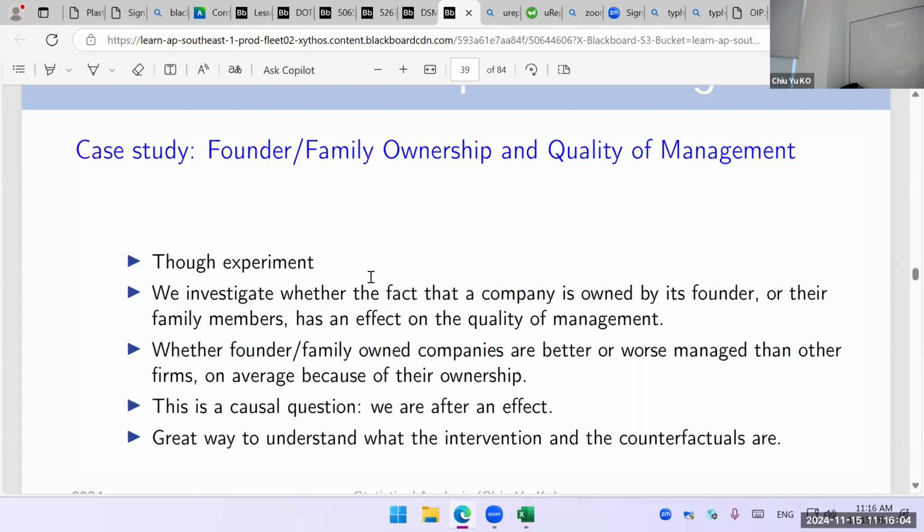There are two potential stories. The family thinks the company is theirs, so of course they own it and want it to work better. It's their own company and they don't want to harm it. But on the other hand, it can be worse, because they may not be experts. And second, because they're family, they may not care that much.